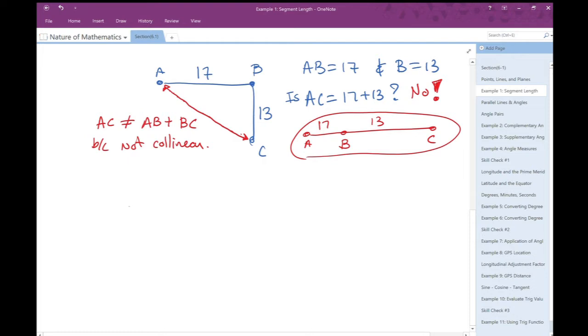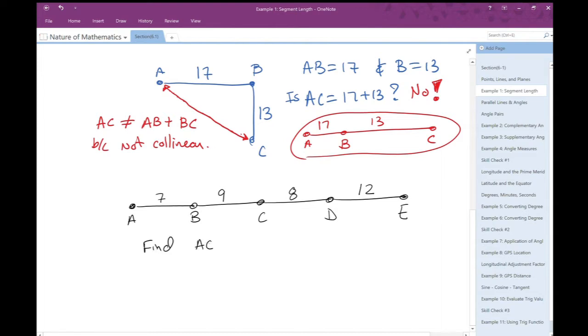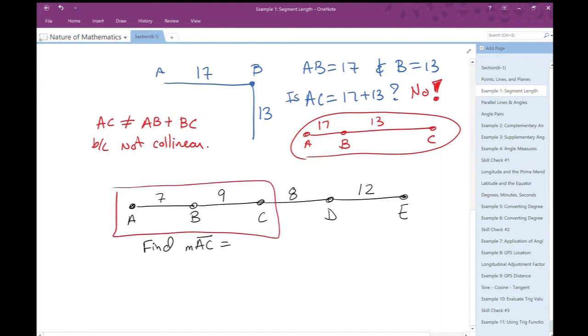And just one last example. So this is read as find the measure of segment AC, and you would say that AC is made up of these segments here, and we'd say, well, then AC is 7 plus 9. And that's fine. They were collinear, they were connected, they were not overlapping.